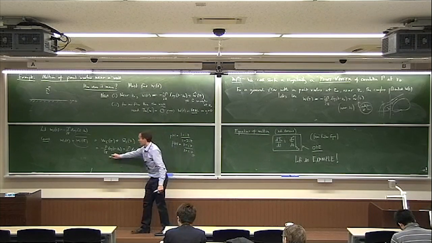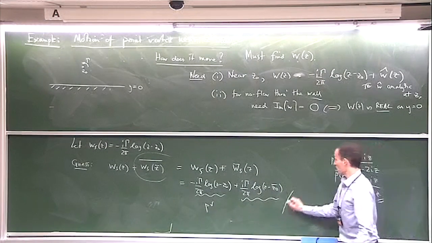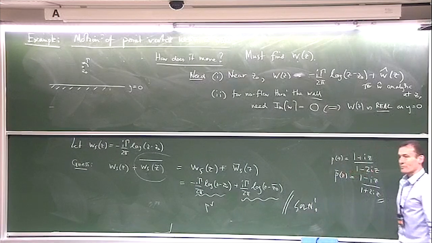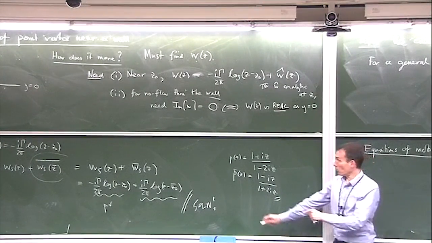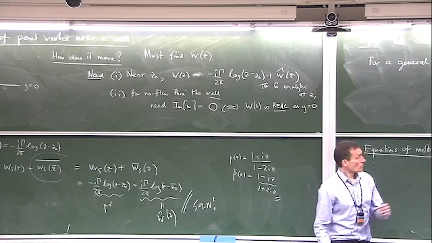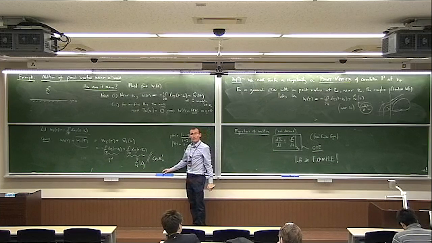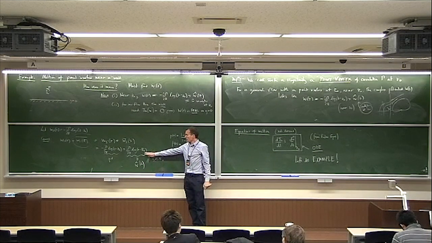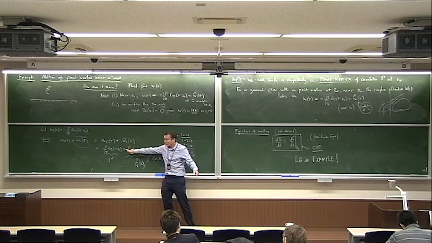By the way, this is our original point vortex. What is this? You see, this is the answer. This is the solution. And this is also W hat. W hat is precisely the thing that you add to W_s to get the answer. But we can interpret this physically, can't we? Because this looks very similar to W_s, except it's a point vortex. But where is the point vortex? It's on the reflected point, and it's the opposite sign.